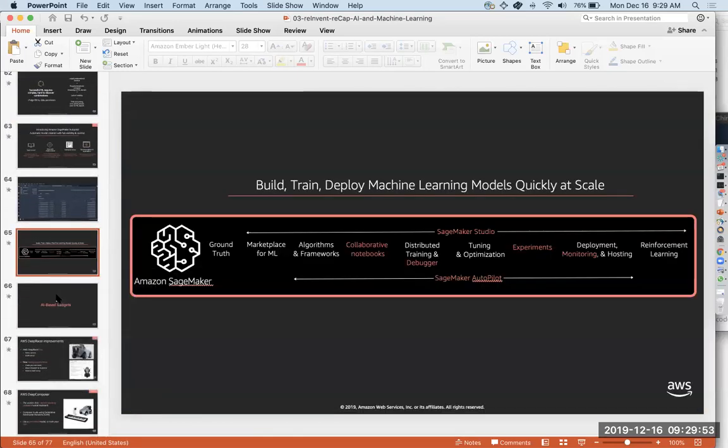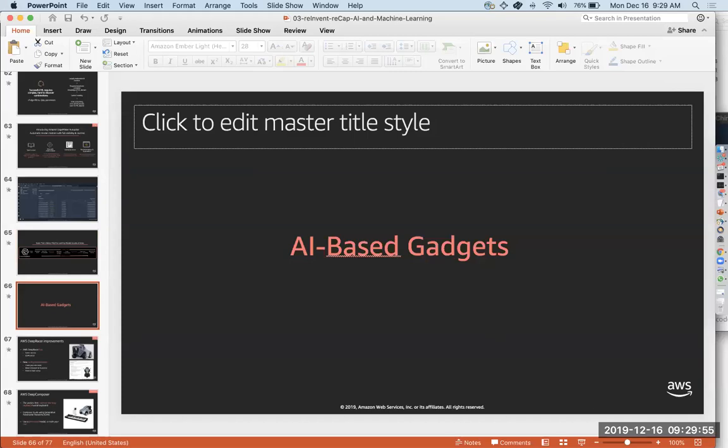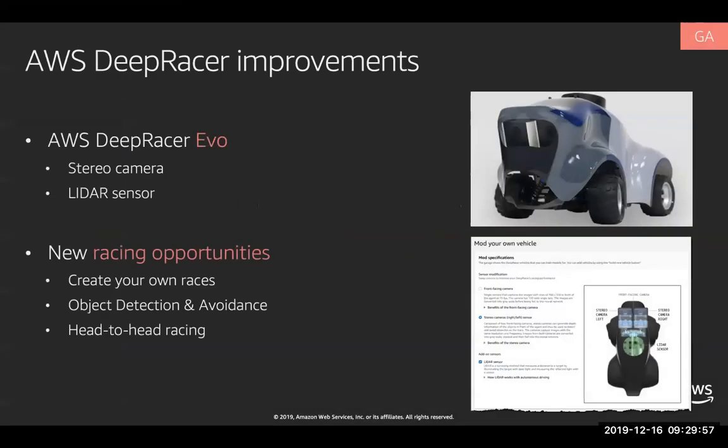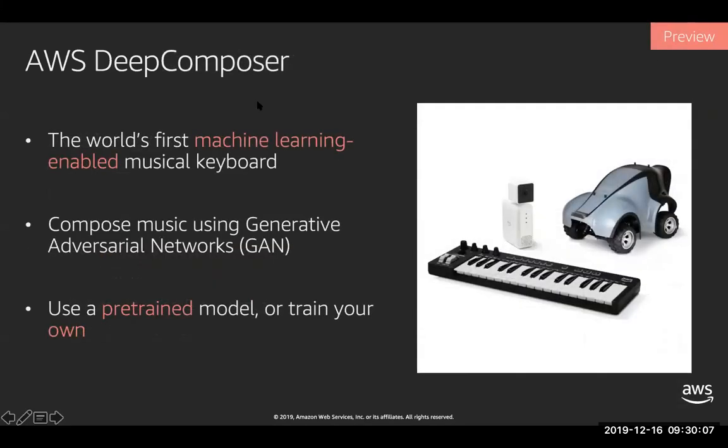So here's a section on AI-based gadgets. So this is where Deep Racer comes into play. This is where Deep Lens, the camera. Yeah, Ansha knows a little bit about Deep Racer too, so you could ask her. Here's that thing called Deep Composer. Still not exactly sure what it does, but everyone on my team went crazy for it. You can use a pre-trained model or train your own model. You can essentially compose music.